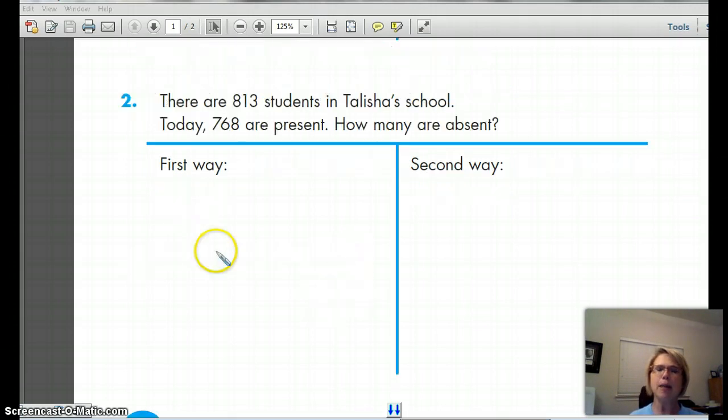All right, let's take a look at number two. There are 813 students in Talisha's school.